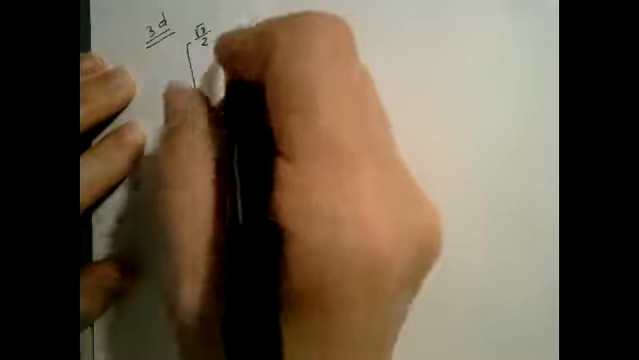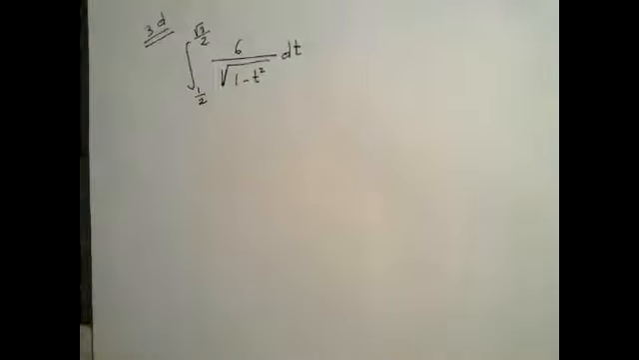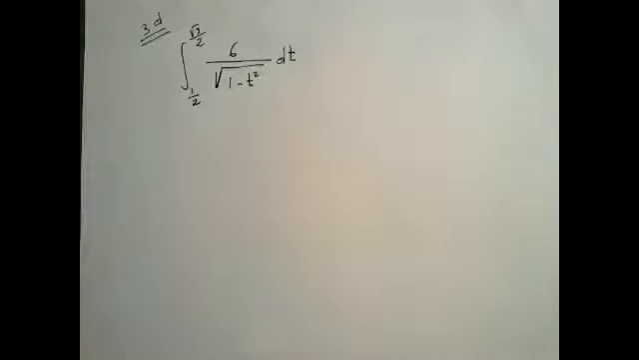So we have to find the integral from a half to the square root of 3 over 2 of 6 over the square root of 1 minus t squared dt. Okay, all right. Ideas. Anybody has any idea how to do that?